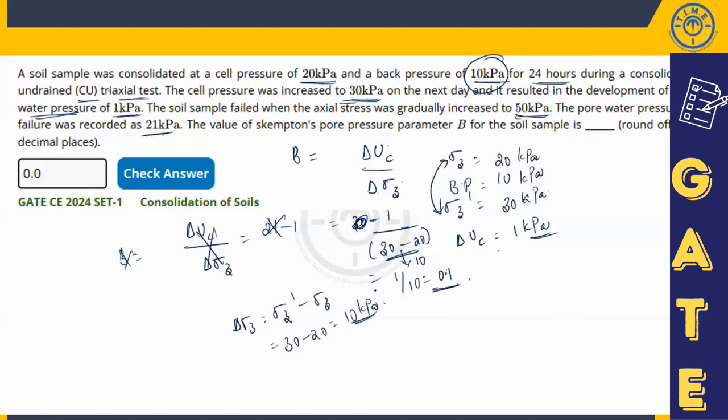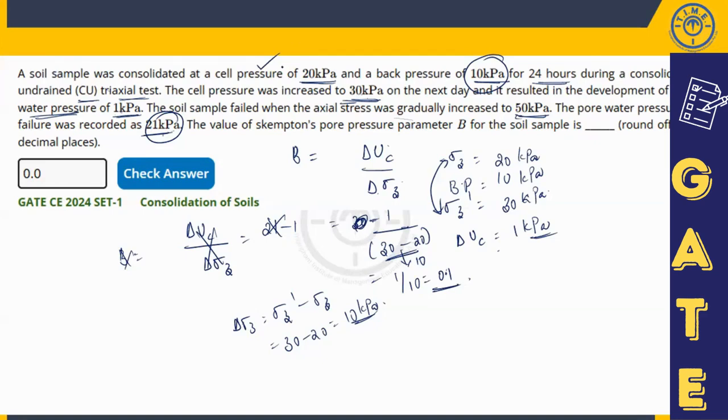And someone may also be wondering what the axial stress is, why the axial stress was increased to 50 kilopascal and why it is ignored, and why the failure pore water pressure of 21 kilopascal is ignored. Listen, my dear students, B is Skempton's pore water pressure parameter. B measures the pore pressure response only due to change in cell pressure, not due to axial loading, not due to shear loading.